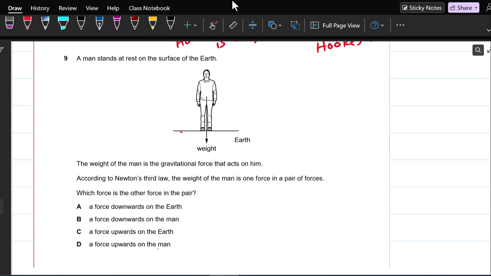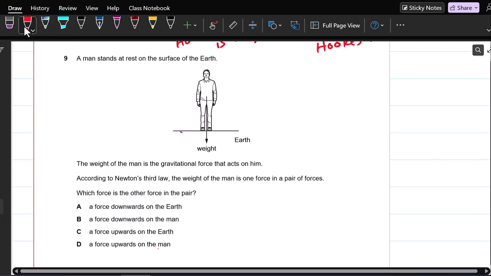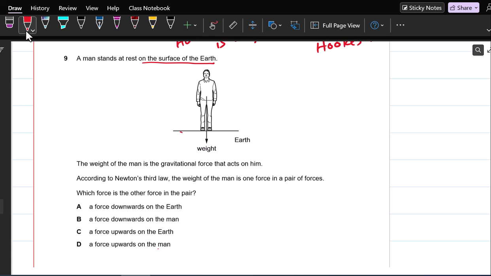Okay, students, now we are on question 9. A man stands on the surface of the earth. You can see here. The weight of the man is the gravitational force that acts on him. This weight is basically the gravitational force that acts on him due to the earth. This weight is due to the gravitational field strength of earth.